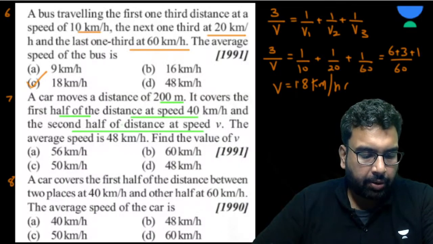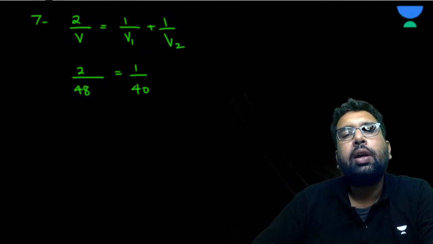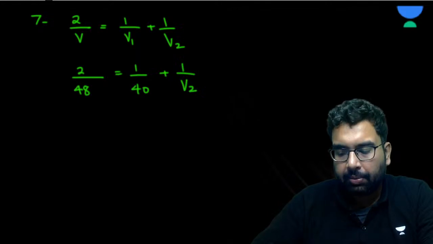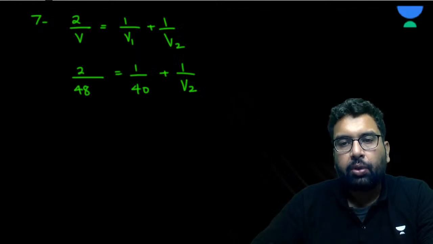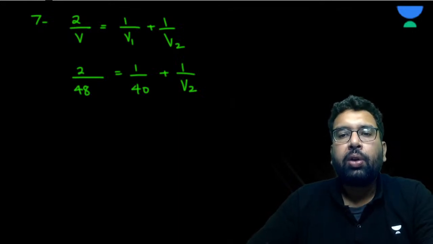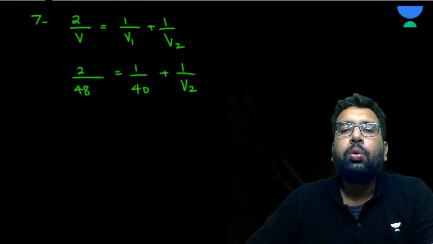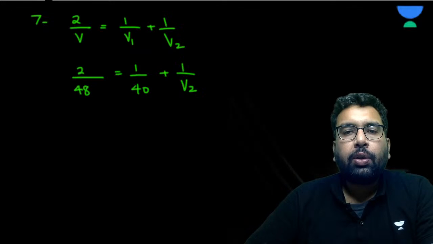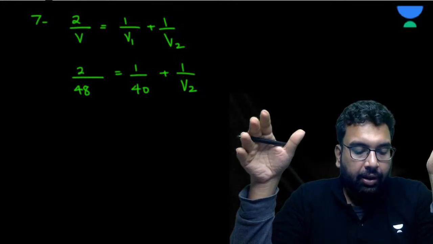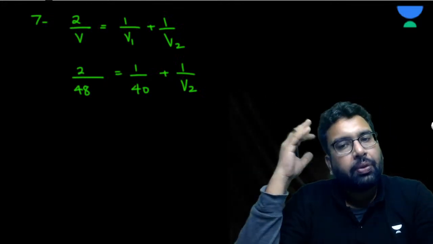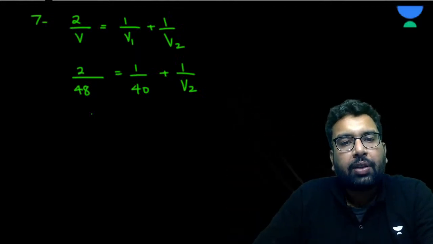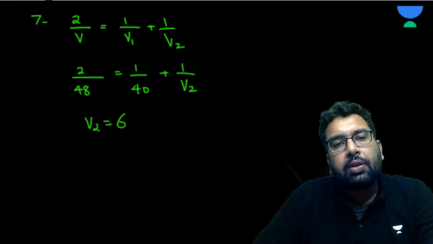Sir, what is this 200 meter we have to do? In physics, don't ever think that whatever data is given will be used. Many times the data given is of no use. That is what we call superfluous data. Superfluous data is the data given in the question to distract you. Whenever you see unnecessary data while solving a question, you think it must have some use. But sometimes in physics, some data has no use. Understood? So from here, when we solve, we'll be getting V2 as 60 kilometer per hour.